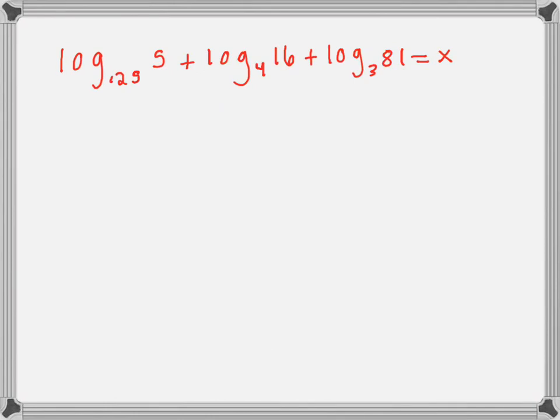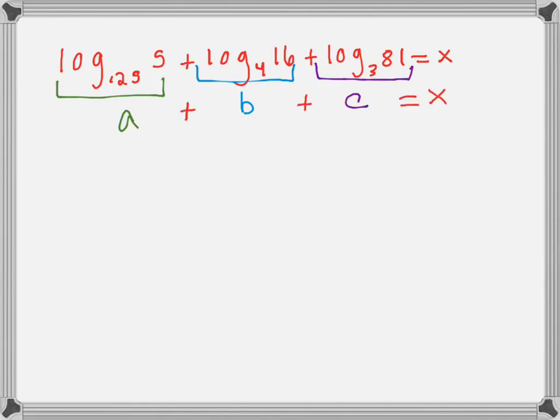Okay, so this is going to be our last example before our examples for finding approximate values of logs. So this example is a little bit different than the other ones because now we have a lot of logs, but they all have different bases. So we can't really combine them in any way unless we find actual values for each of them. So instead, I'm going to set each one of these equal to a variable. So this I'm going to set equal to a, this I'm going to set equal to b, and this I'm going to set equal to c. So a plus b plus c is going to equal x.